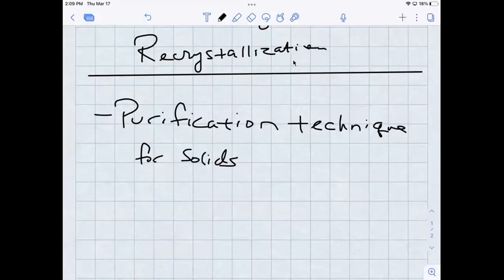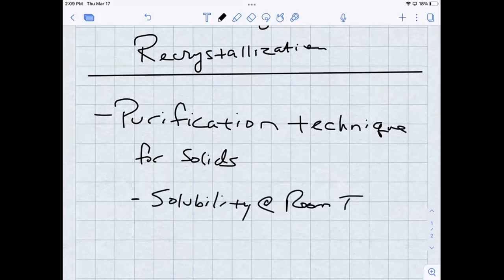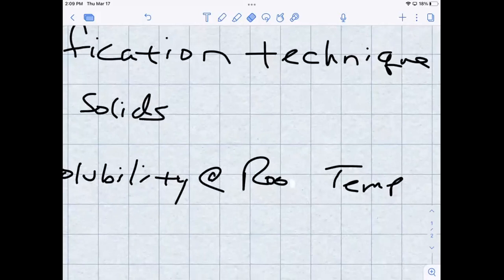So what this technique consists of, there are a couple of things that you have to take into account with recrystallization. Number one is solubility at room temperature. Right? If your solid is soluble in a solvent at room temperature, that's wrong, you don't want to use that solvent.